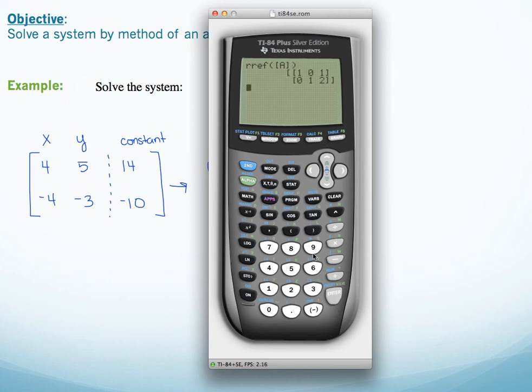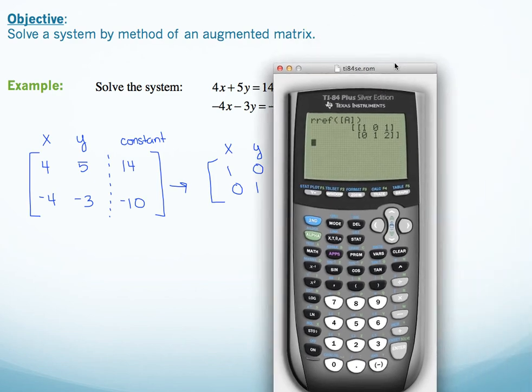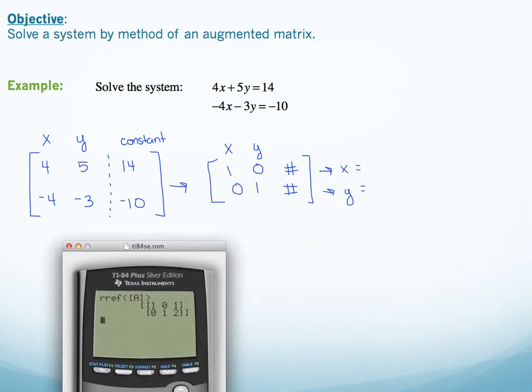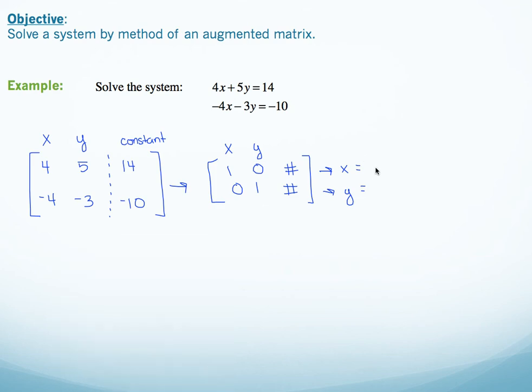This is telling us that 1x is equal to 1, so the value for x is 1. And 1y is equal to 2. So that is the solution to this system, and let me go ahead and write that down. x is 1 and y is 2. So when we actually RREF this matrix, we end up with 1, 0, 1, 0, 1, 2. And there is our solution.